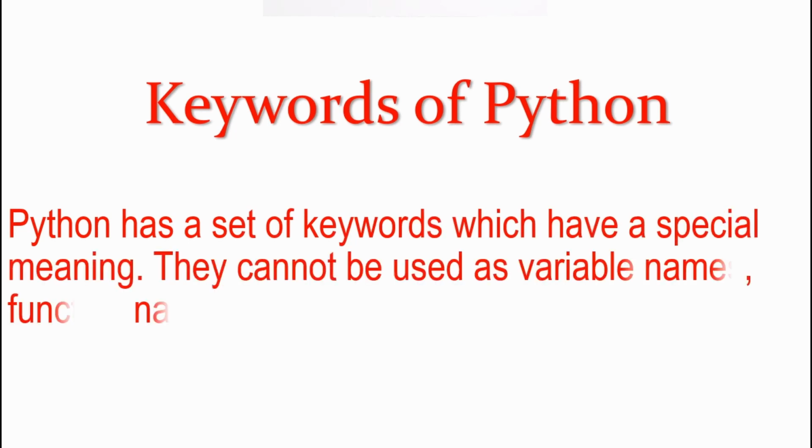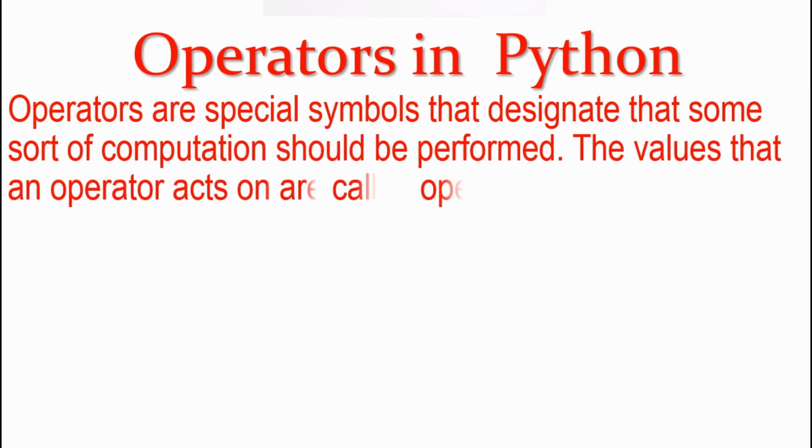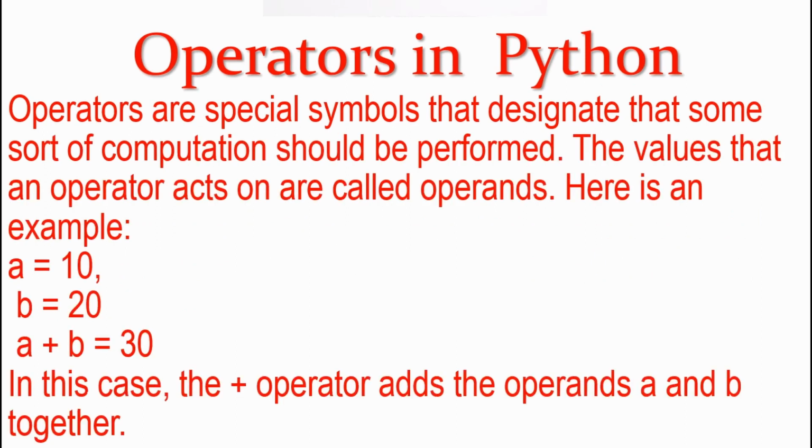Keywords of Python. Python has a set of keywords which have a special meaning. They cannot be used as variable names or function names. Operators in Python. Operators are special symbols that designate that some sort of computation should be performed. The values that an operator acts on are called operands.